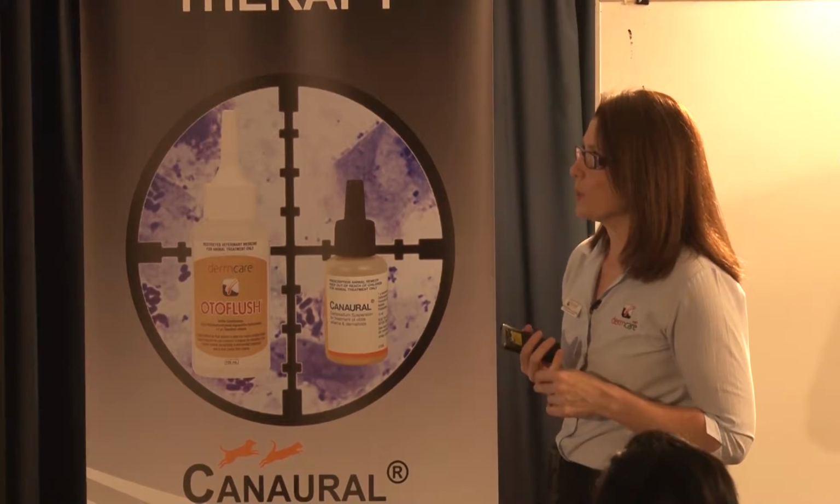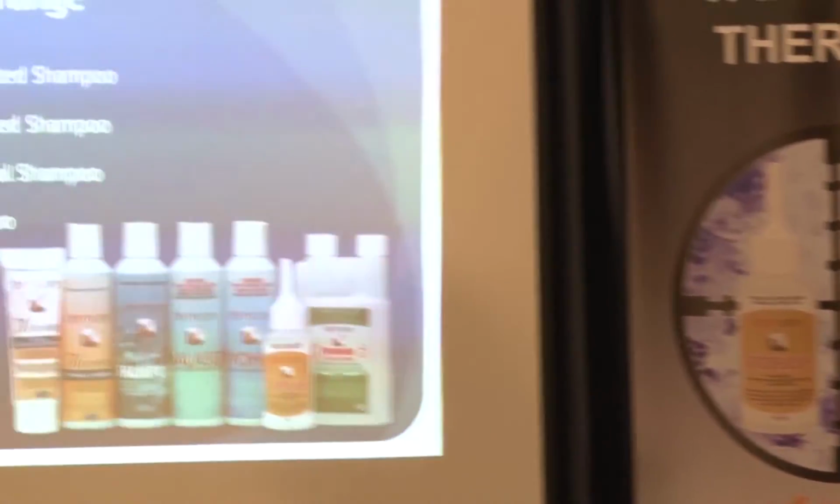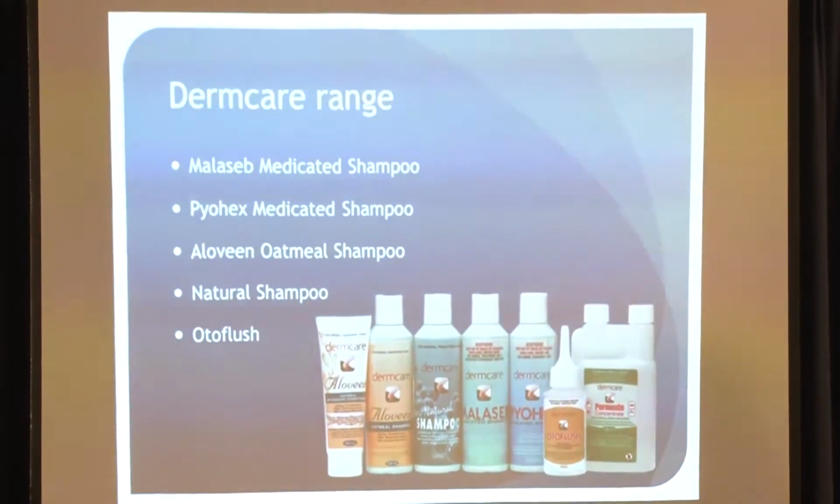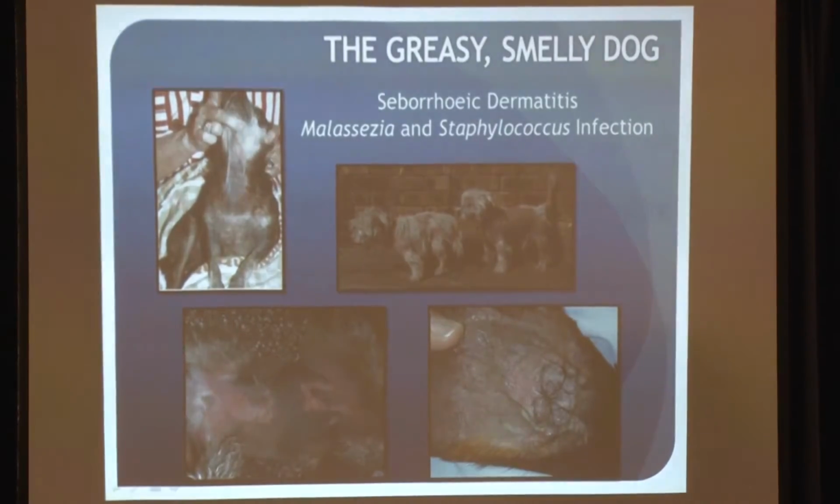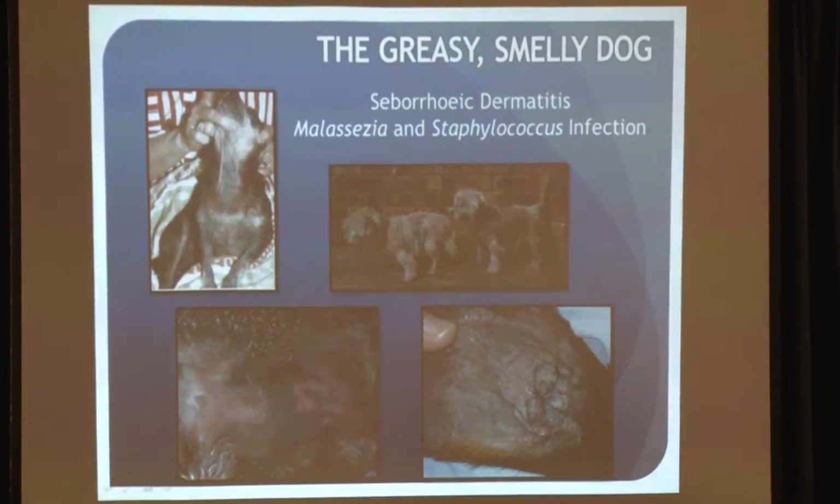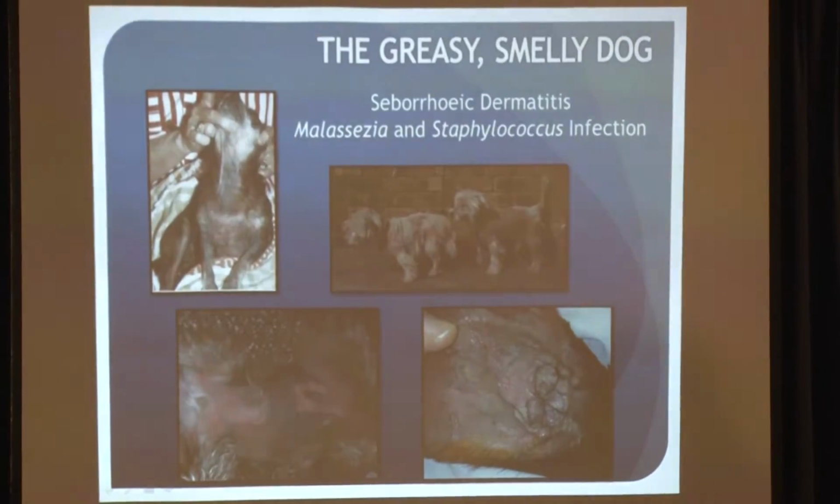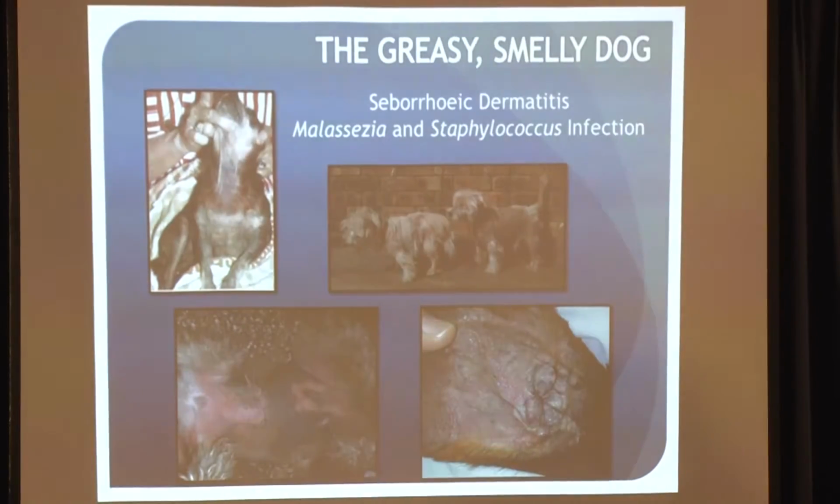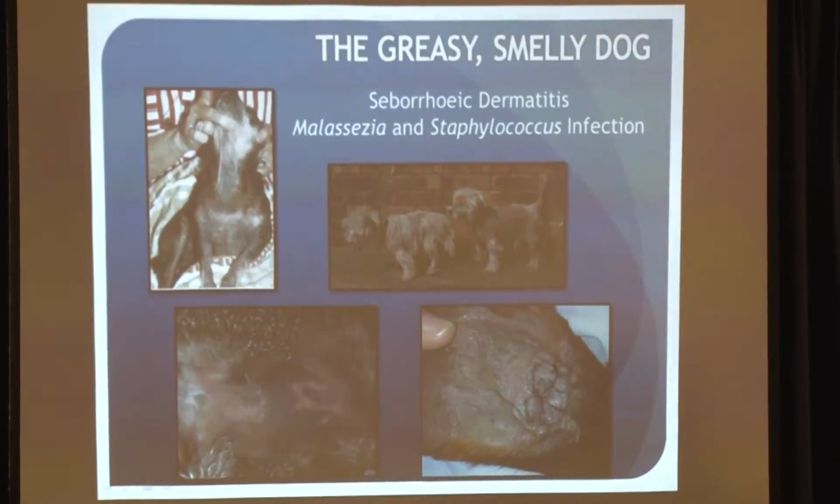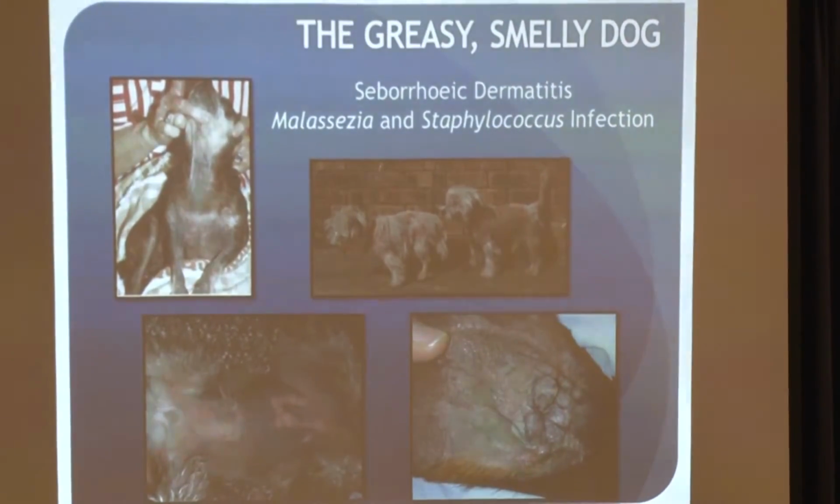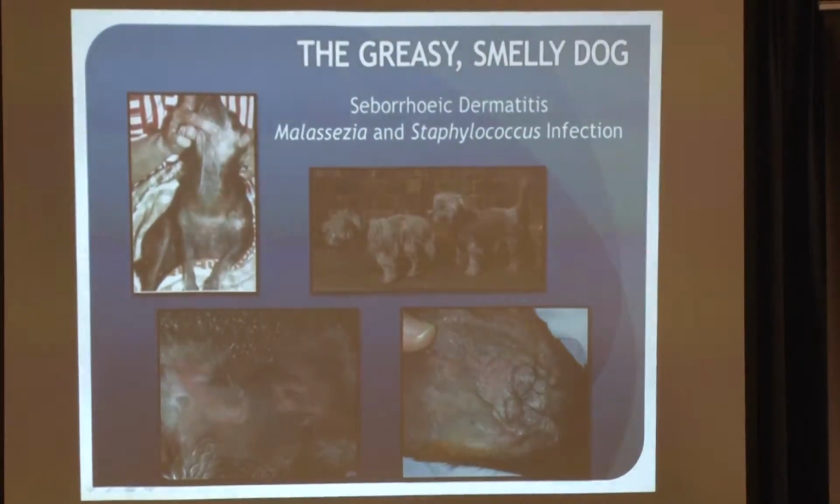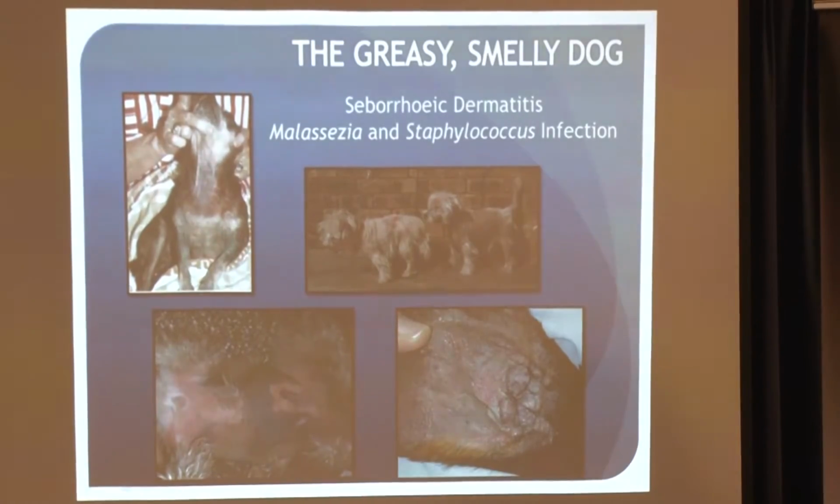Moving on to the Dermcare range specifically. Of the shampoo and flush range, we have Malaseb, Piohex, Alavine, Natural and Odaflush. So Malaseb is appropriate for seborrheic dermatitis, which is the greasy, smelly dog that you smell coming into the clinic before you see it. Thankfully, I don't think we see dogs as severe as this these days. We do tend to get onto seborrheic dermatitis before they become completely alopecic and lichenified. And it's effective, the greasy, smelly dog or seborrheic dermatitis usually involves both Malassezia and staphylococcal infections.